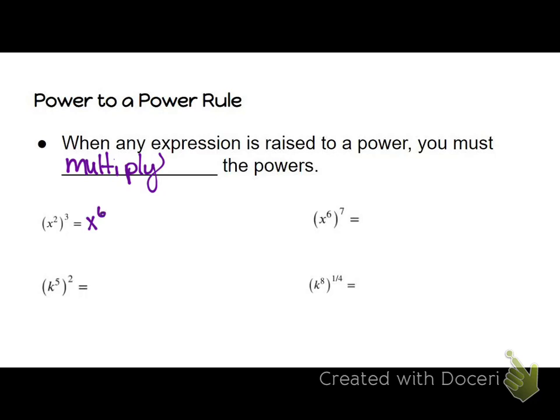x to the 6th. Now, if it was written like this, would I still multiply my exponents? No, because it's not raised to a power. What would I do with my exponents? You would add them. When in doubt, look at your notes, guys. Okay? I have k to the 5th squared. What's that going to equal? k to the 10th. Good, Riley.